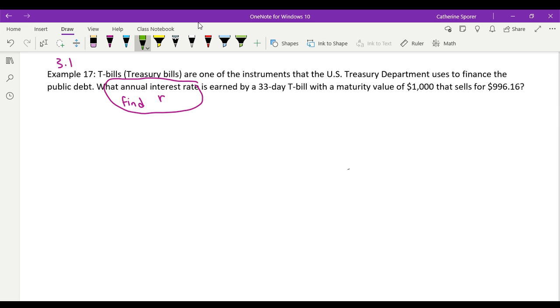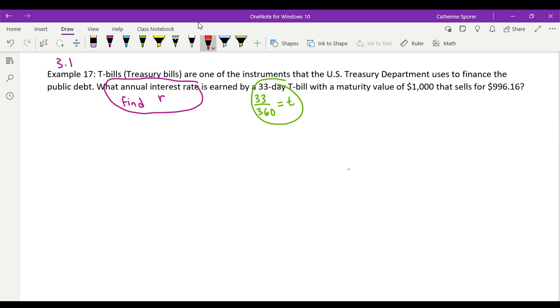Is earned by a 33-day. So 33 days is the time. We need the time in years. So the textbook uses 360 days per year. So we take that 33 days and divide by 360 to get the time that we're going to use.